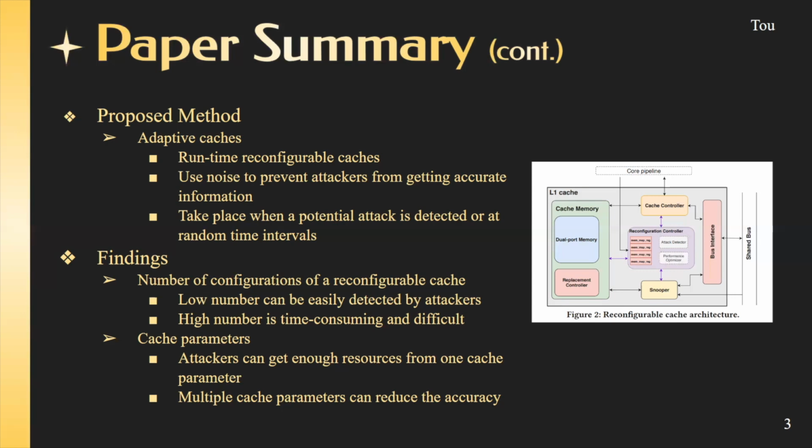The other one is the cache parameters. If one cache parameter is changed, such as the associativity or line width, the accuracy of the attack is affected, but it can still be enough by allocating resources. So with that said, two or more changes of the cache parameters can reduce the attack's impact.